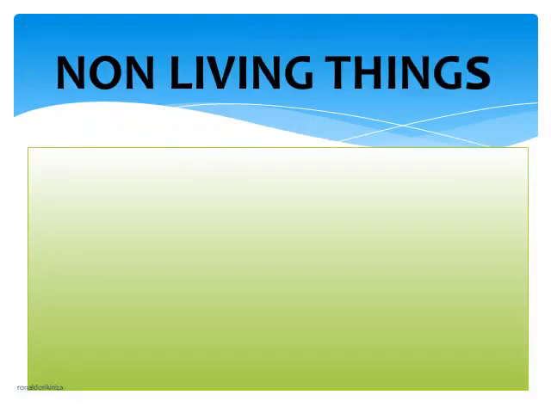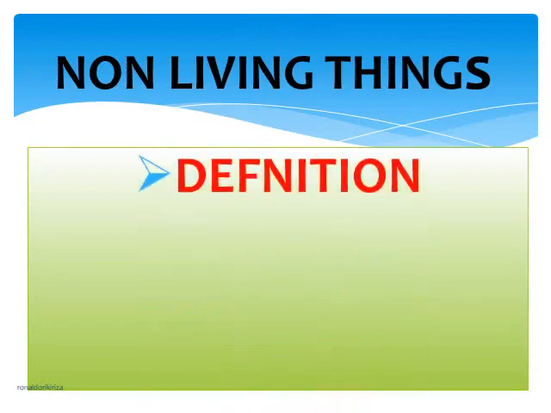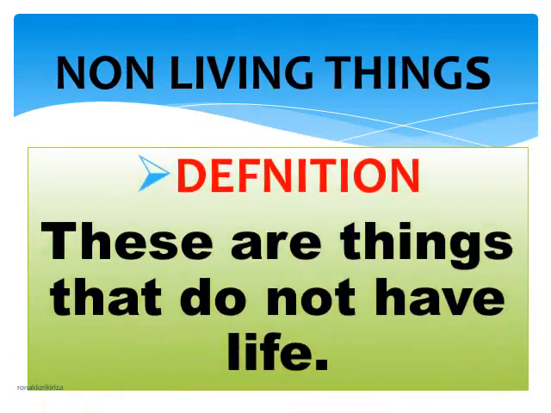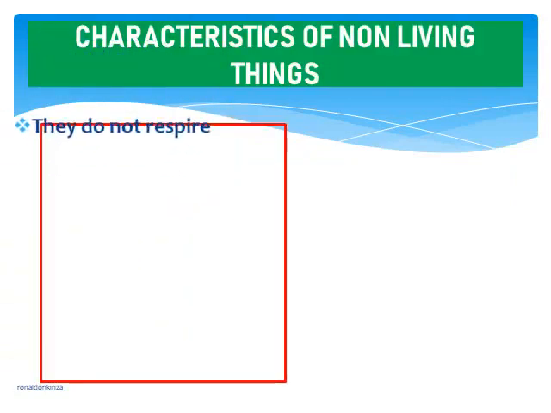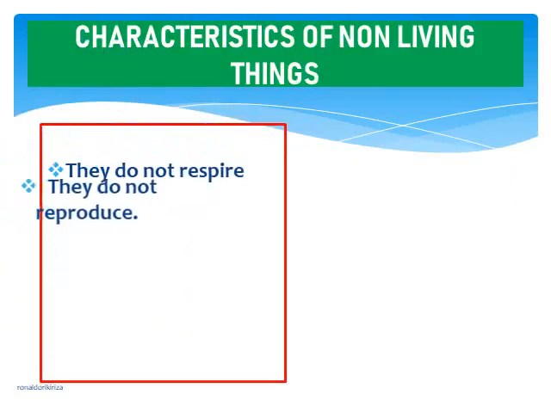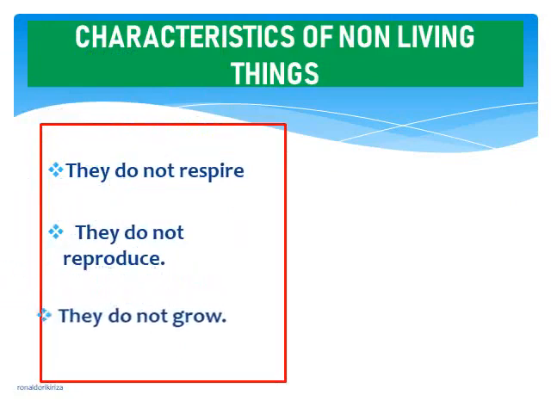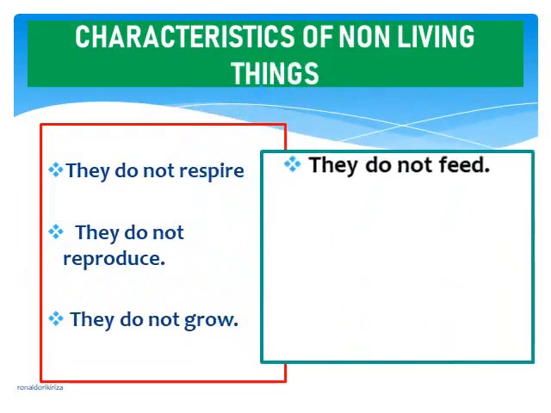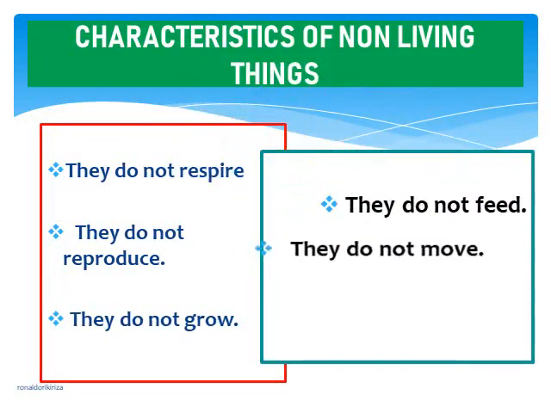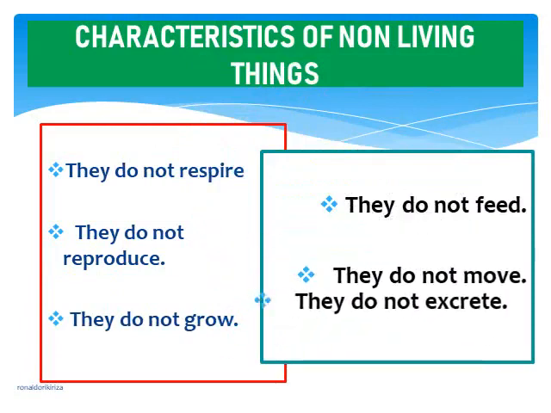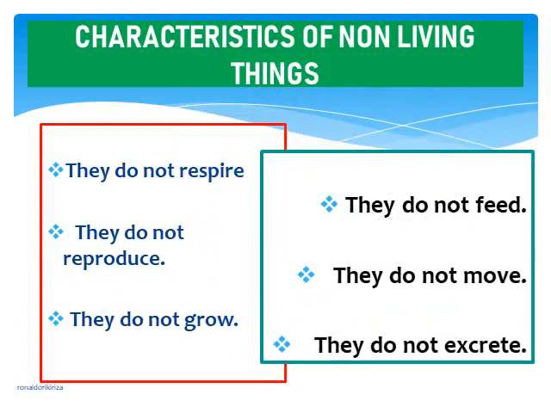Then on another side, we shall need to look at the non-living things, which we shall define as things that do not have life. And non-living things, they have characteristics. They do not respire, they do not reproduce, they do not grow. Non-living things are just there. They do not feed, they do not move, they do not excrete, and many more.